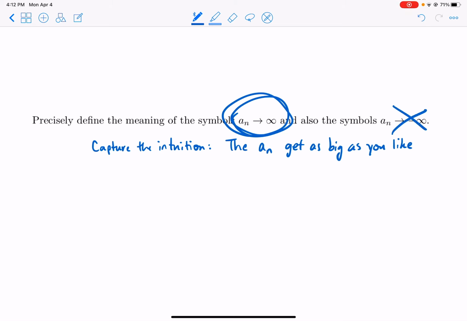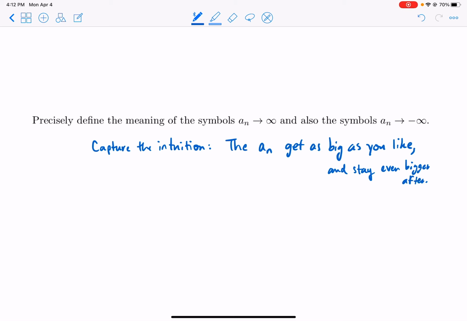Let's ignore the negative infinity for now. We'll first do a sub n goes to infinity. They get as big as you like, and they stay that big. They don't jump around. And stay there. And stay bigger. And stay even bigger after. Okay, so that's the intuition.